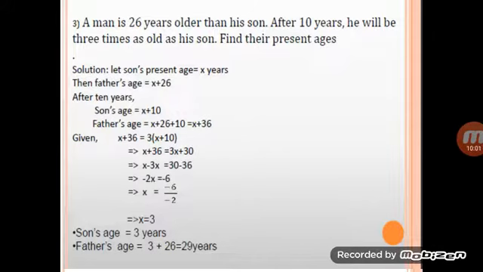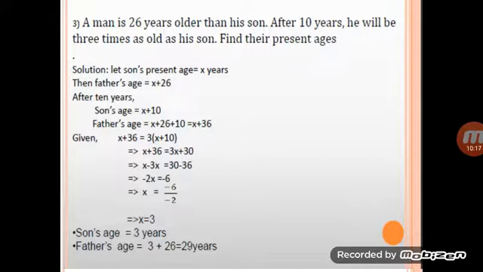After 10 years, the son's age is going to increase by 10 and the father's age is going to increase by 10 as well. So the son's age after 10 years will be x plus 10 and the father's age will be x plus 26 plus 10, that is x plus 36.